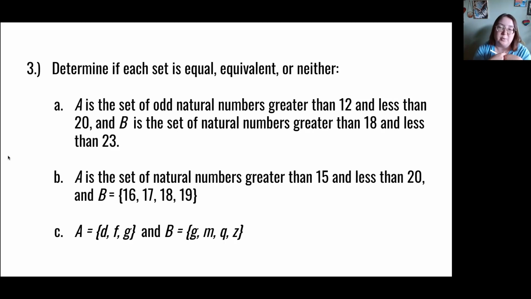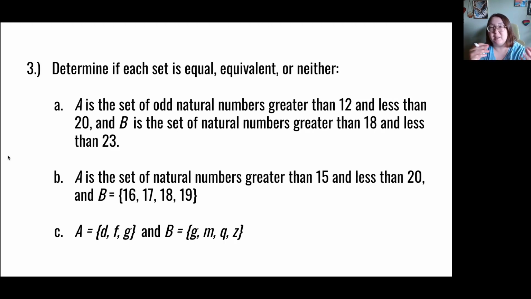For A, we're saying that A is the set of odd natural numbers greater than 12 and less than 20, and B is the set of natural numbers greater than 18 and less than 23. Here, once again, we see the natural numbers, positive whole numbers, and our established range, greater than, less than. For B, A is the set of natural numbers greater than 15 and less than 20, and B is 16, 17, 18, 19.